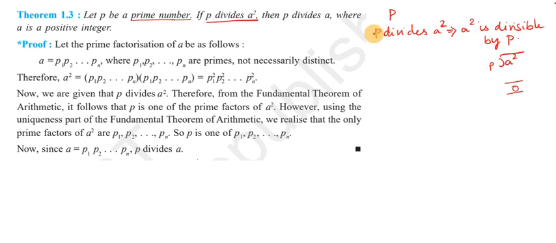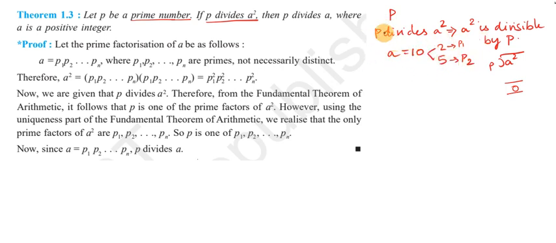Here they are telling that P is dividing some a square, then P is also going to divide a. And they are also telling that P is a prime number. So let me consider the value of a to be 10. If I want to find the factors of 10, I know that the factors of 10 are 2 and 5. So a is going to be 10 and the factors are 2 and 5. Let me take this to be P1 and this to be P2.